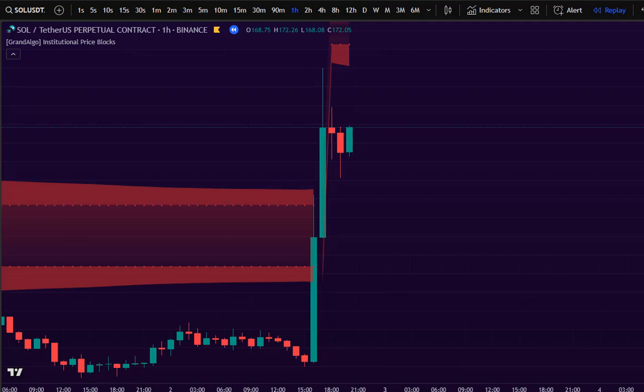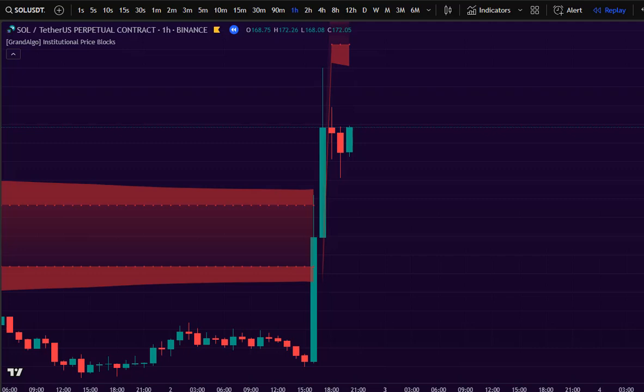In this example, price aggressively pierces through the institutional price block with a strong momentum candle. This indicates that the level is being mitigated by institutional orders, rather than acting as a point of reversal. There is no confirmation for a trade.